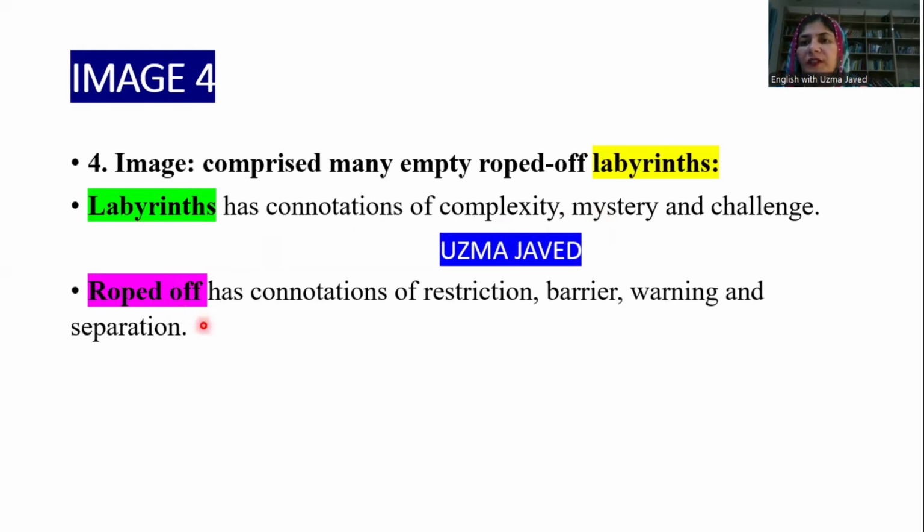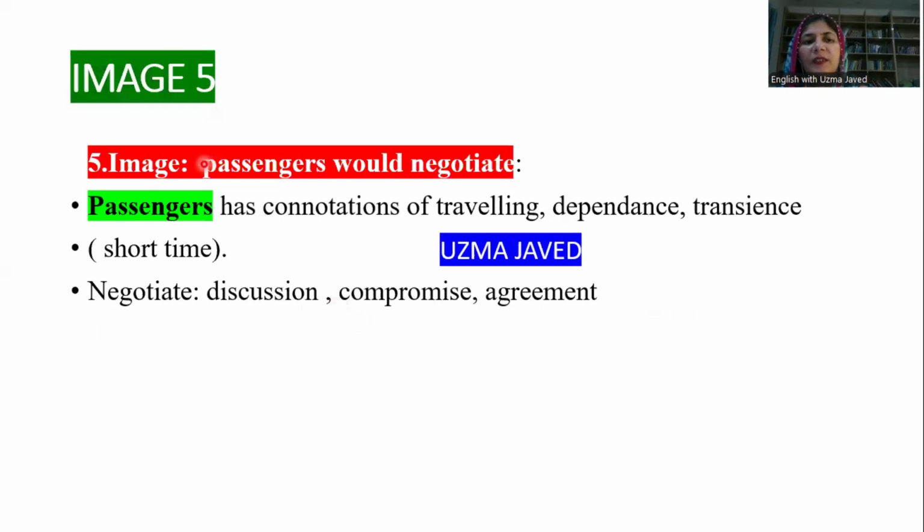And roped off is the next word, which means having a barrier or some restrictions, or you can say when there is no liberty, it means roped off. Warning, it is a symbol of warning and separation. The next image is passengers would negotiate. Negotiate means they would talk, they would compromise. Through conversation, you can have compromise, discussion, and agreement.